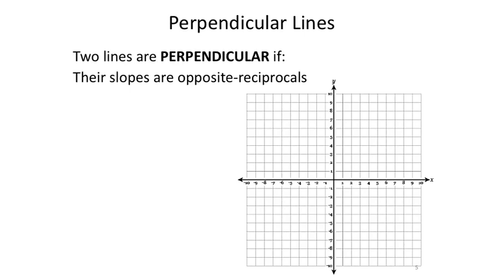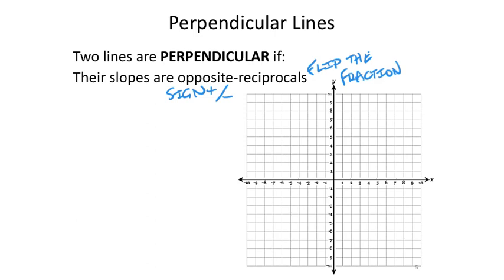Then we know perpendicular lines. These lines are going to be opposite reciprocals. Now opposite, it's talking about the sign, which is either positive or negative, okay? So if you start with something positive, its opposite will be negative. If you start with something that's negative, its opposite will be positive. And then the reciprocal just means it's going to flip the fraction.